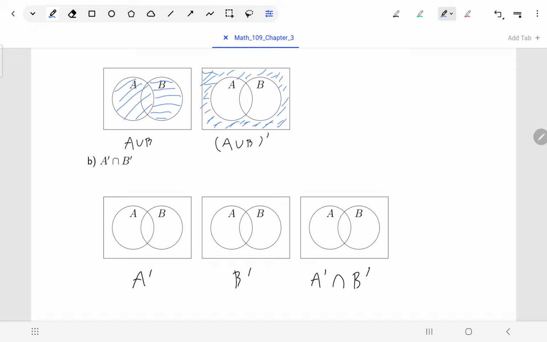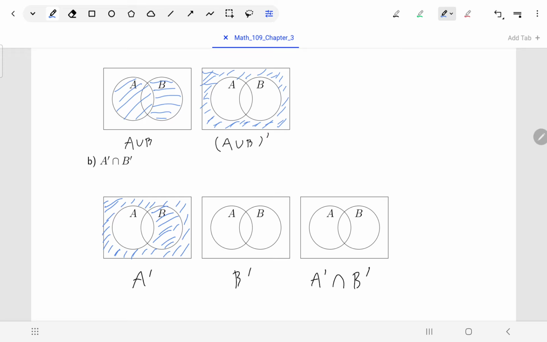So I'll start with A complement. That's everybody outside of A. So that would be this stuff that's only inside of B. It would also be all of this stuff that's on the outside of A and also on the outside of B. All of those areas that I'm shading, those two regions, are the things that are outside of A.